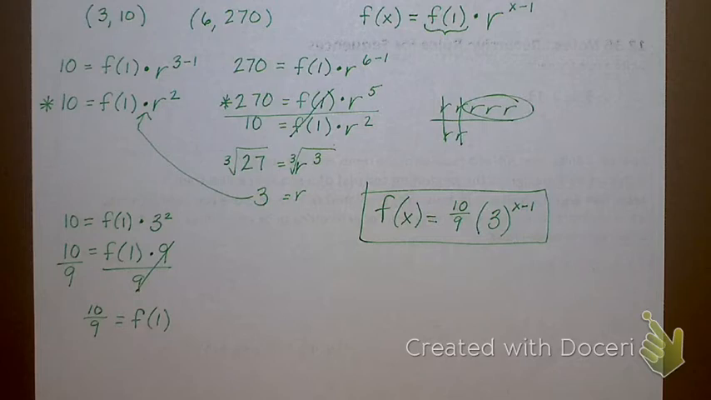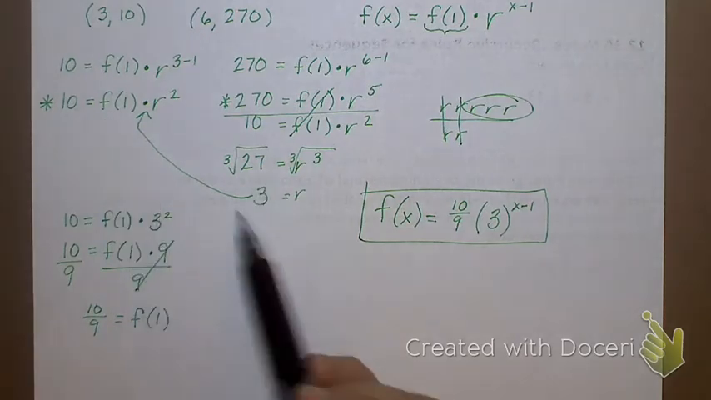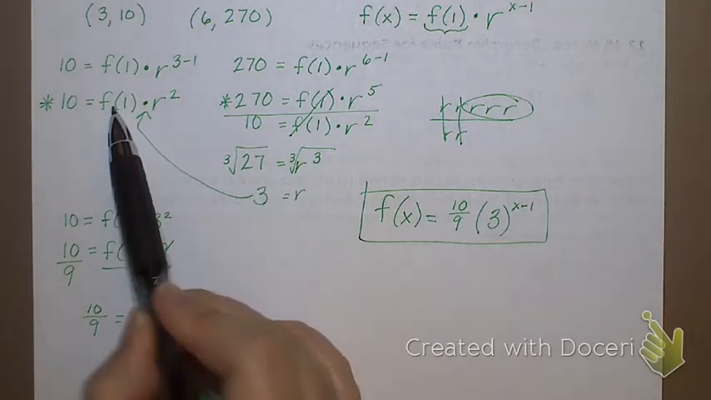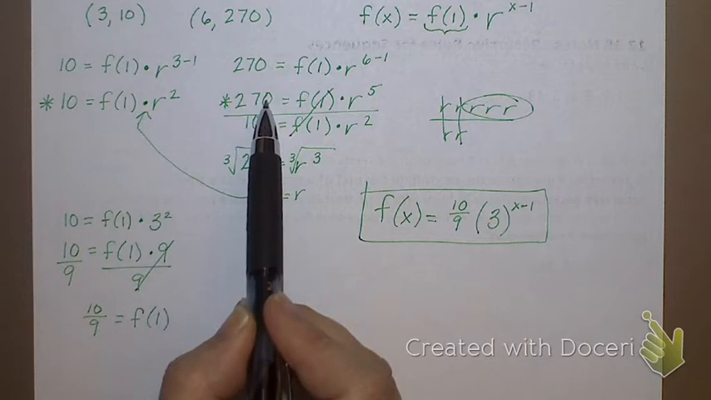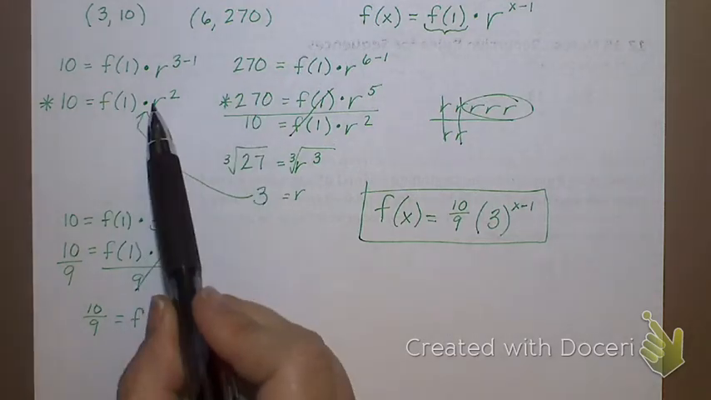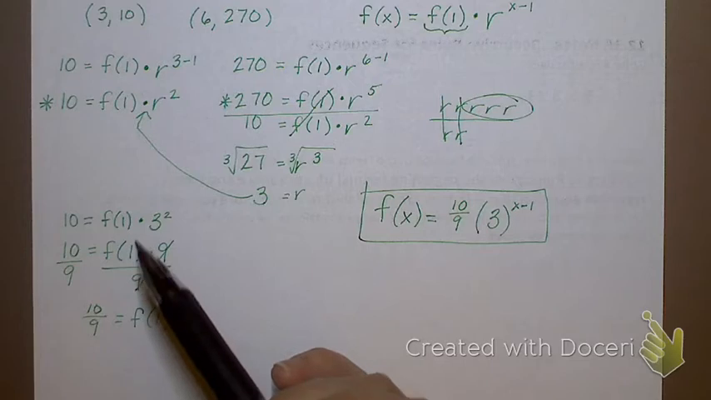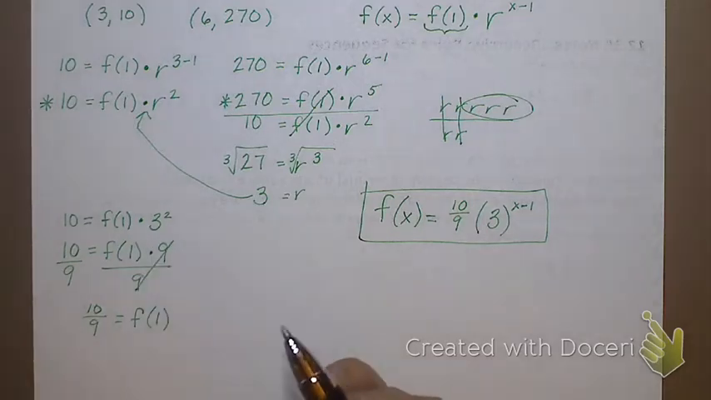Does it matter which one you plug it into? Does it matter, meaning does it matter once you get this, whether you plug it into this equation or this equation? It does not matter. Usually you're going to want to plug it in here just because it's the one with the smaller exponent, so it makes numbers more reasonable. But it doesn't matter. You'll get the same value for f of 1. Okay? Any other questions before I move on? Okay.